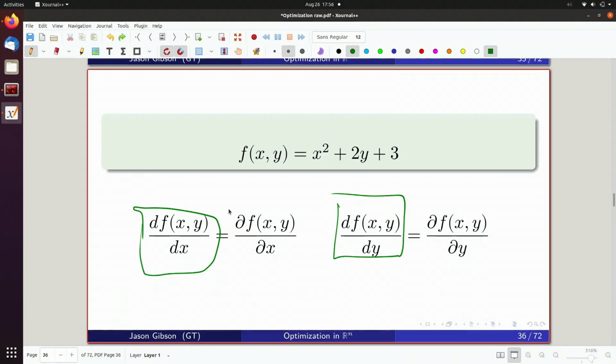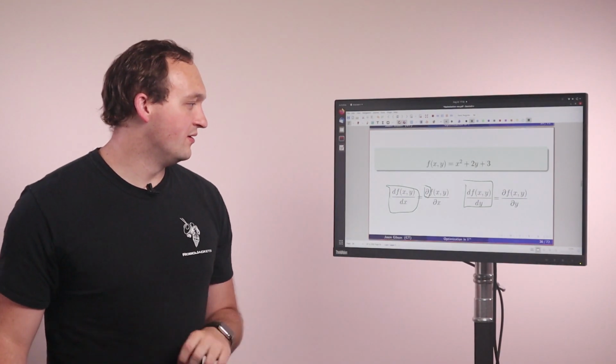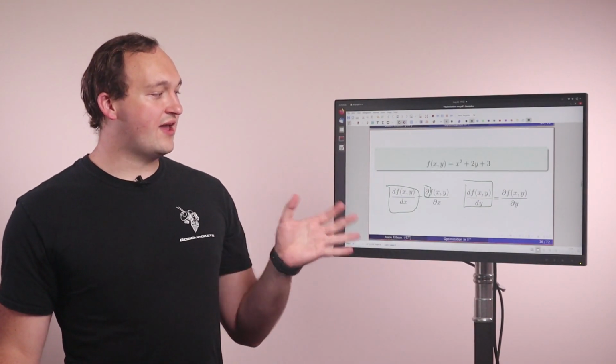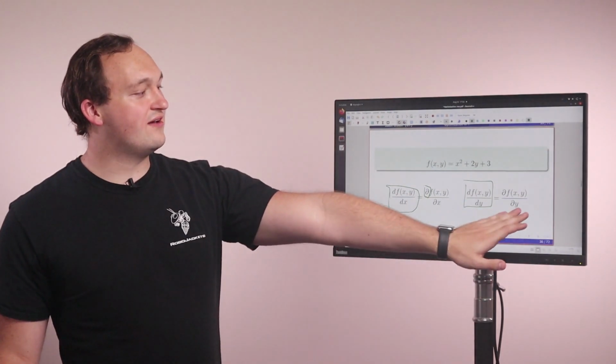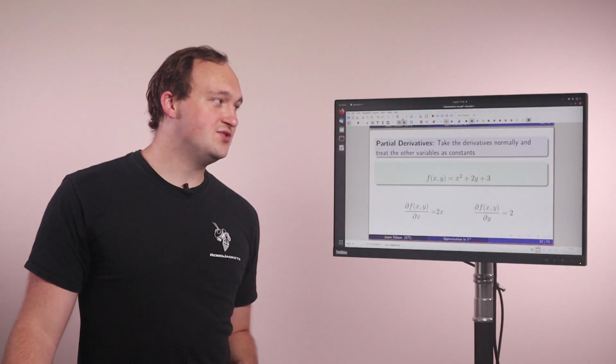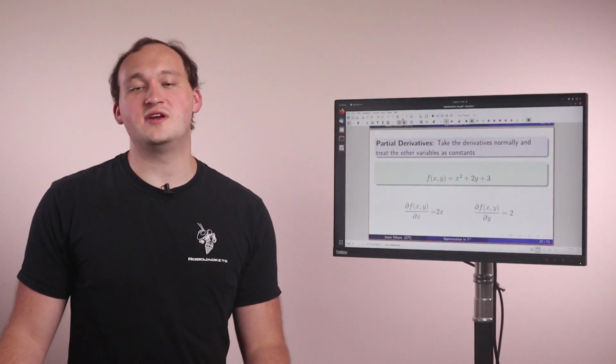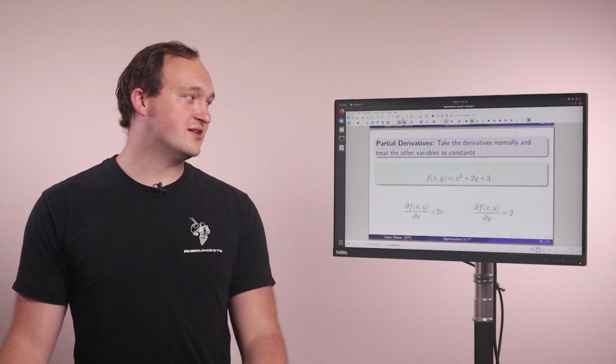The way people tend to write this is using this symbol here, which stands for partial. So it's not the full derivative, it's a partial derivative. We can see here we have the partial derivative of f with respect to x, the partial derivative of f with respect to y. The way you compute a partial derivative is you essentially just take a derivative normally, and you treat anything that is not the variable you're taking the partial with respect to as a constant.